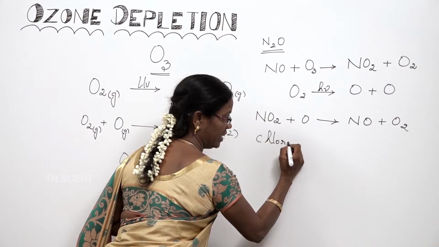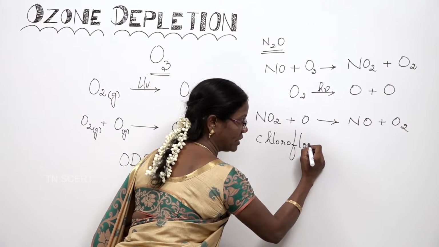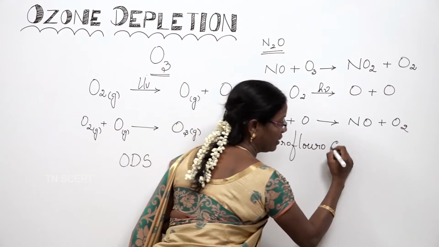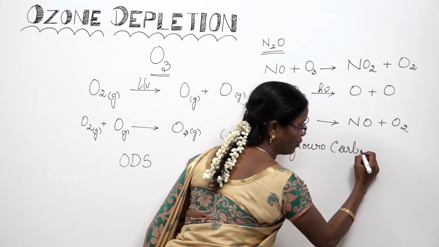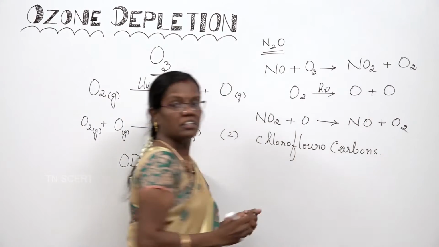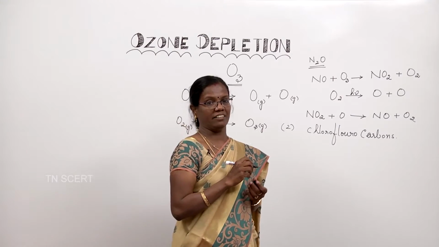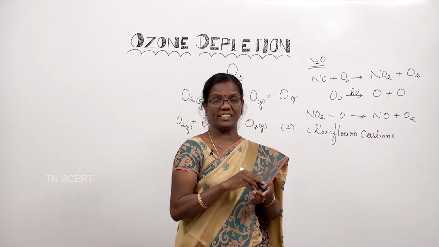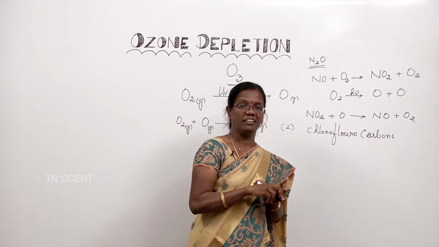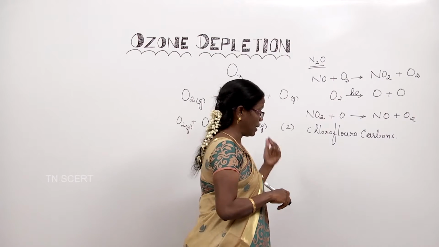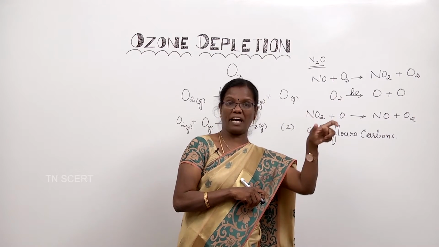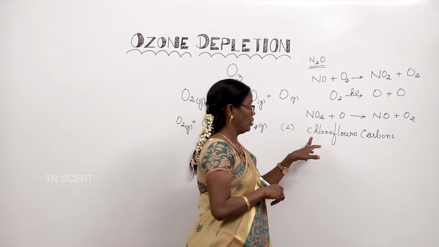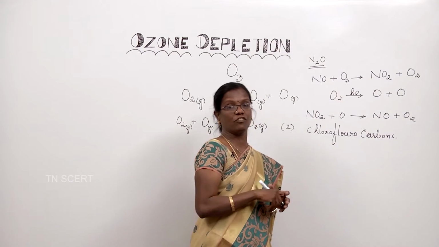chlorofluorocarbons. See, chlorofluorocarbons are derivatives of methane and ethane. I think you know what a derivative is. A derivative is a substance formed from that parent compound. So chlorofluorocarbons are derivatives of methane.